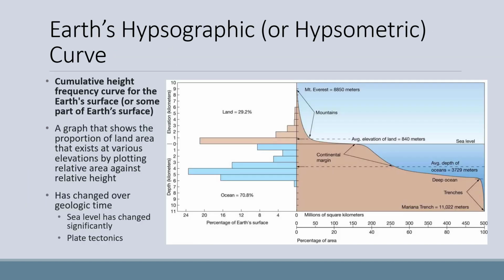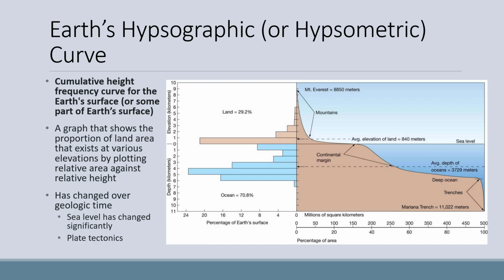There is a related concept to topography and bathymetry, which is called Earth's hypsographic or hypsometric curve. This is the cumulative height frequency curve for the Earth's surface, or some part of Earth's surface. It doesn't have to be for the entire planet if you're just interested in one particular coastline or even an inland lake. It is a graph that shows the proportion of land area that exists at various elevations by plotting relative area against relative height.